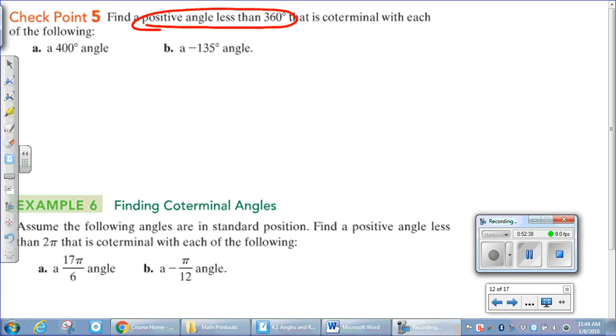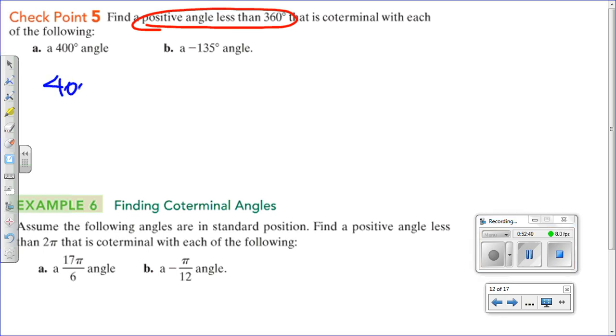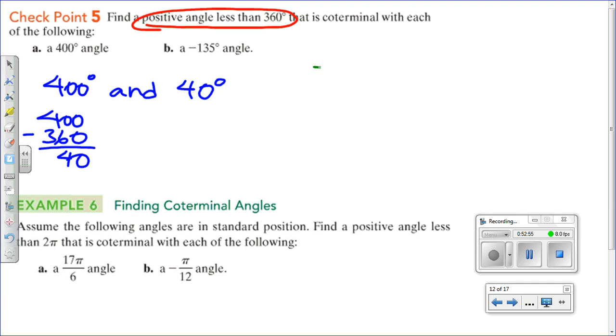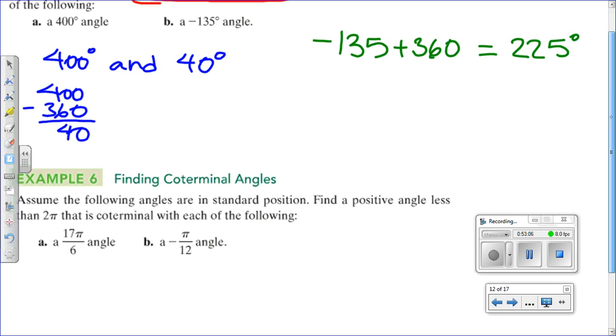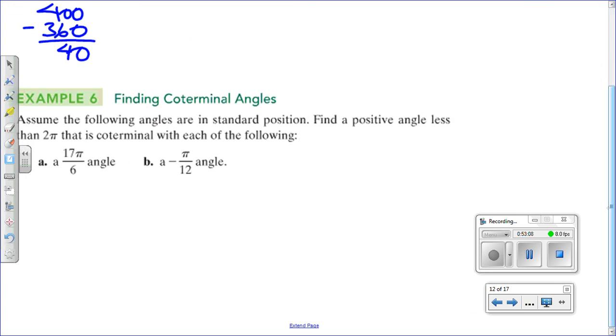Okay, so 400. What is coterminal to 400? 40. And how do you guys get that? By subtracting 360. Okay, very good. How about the other one? You add 360. Why do you add? Because you made it positive. And you get 225. Okay, so that means that if we graph them, they will be in the same spot.